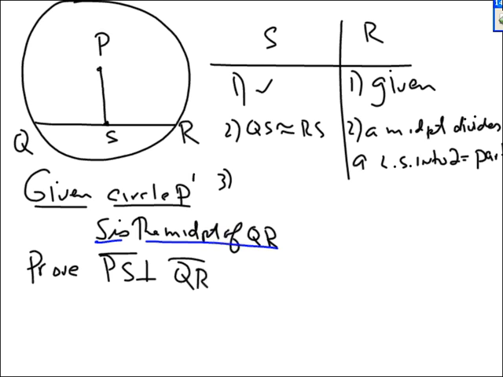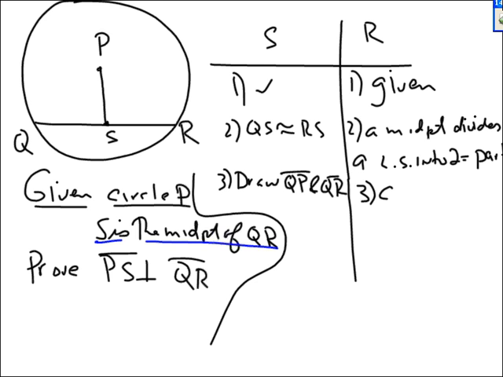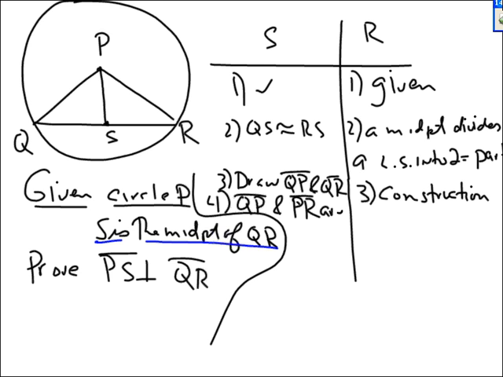Okay, statement number 3. Draw QP and PR. Now, I don't know what the statement is. I'll call it construction. You can construct 2 lines. Number 4, first let me say that they're radii. QP, so first let me draw it. QP and PR are radii.